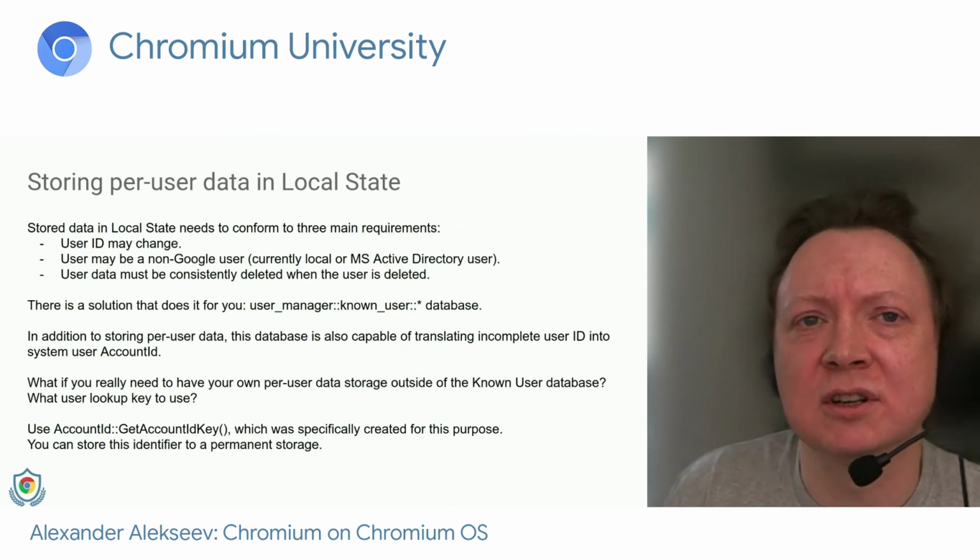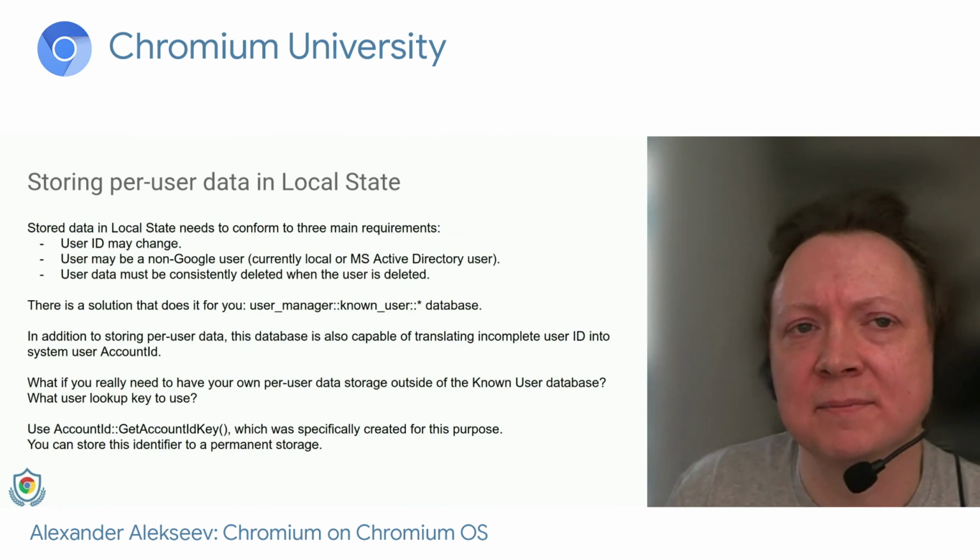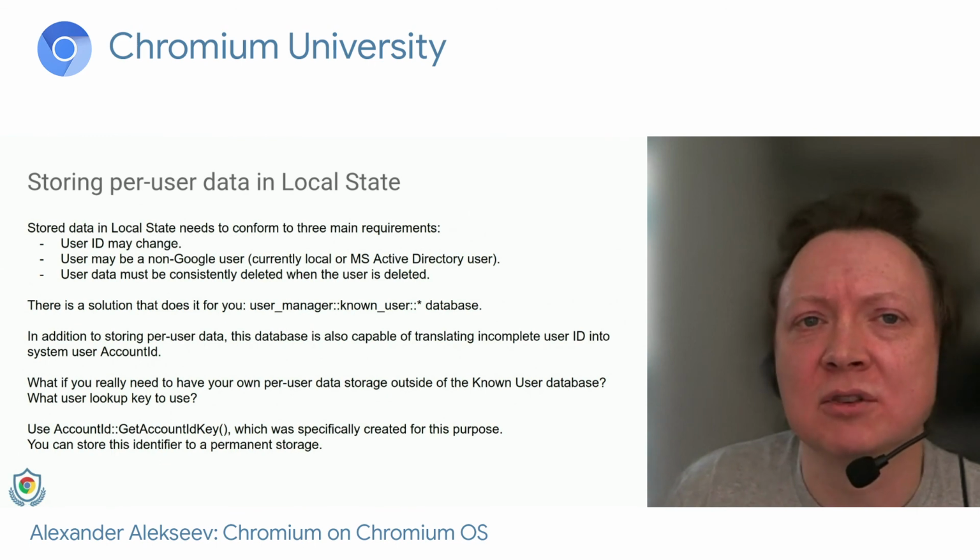There is a solution that does it for you. It is called UserManager Known User Database. In addition to storing per user data, this database is also capable of translating incomplete user ID into system user account ID. You usually don't need to add your special storage to the local state or outside of the crypto home, because you will have to deal with these three requirements and maybe some future ones.